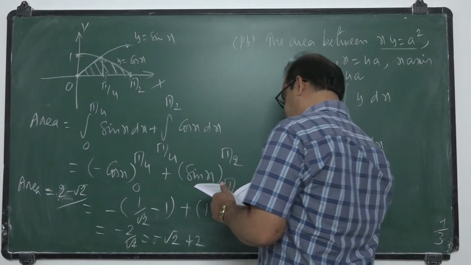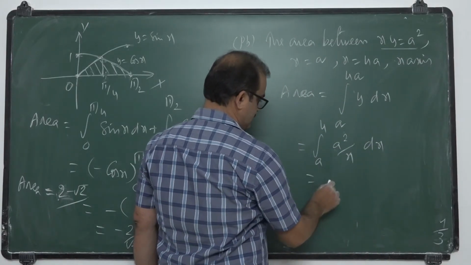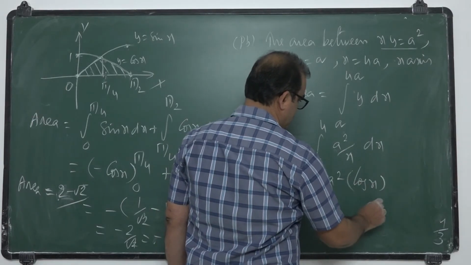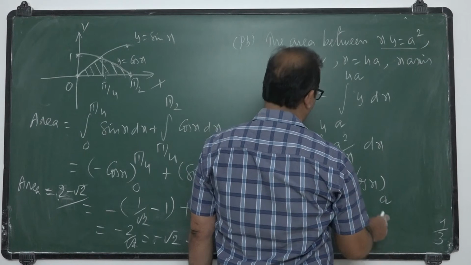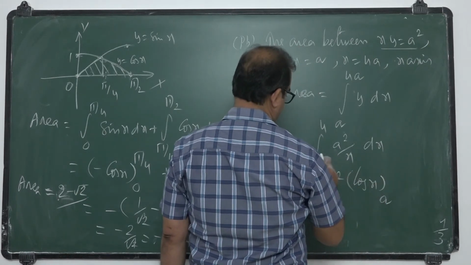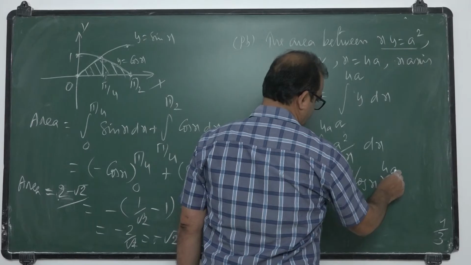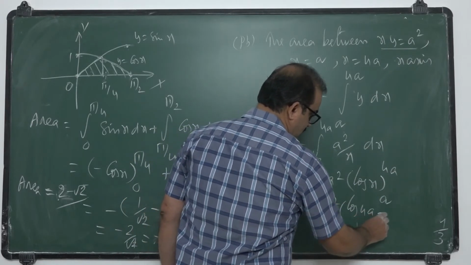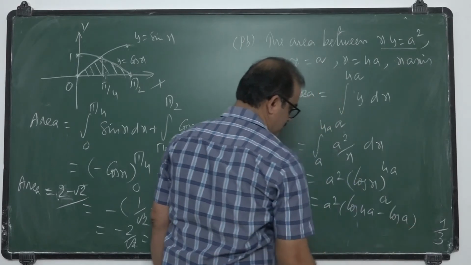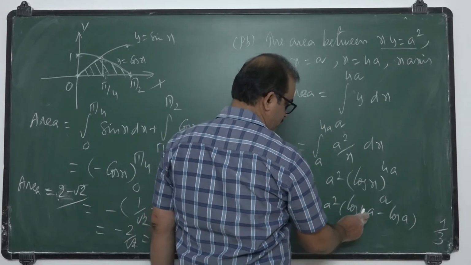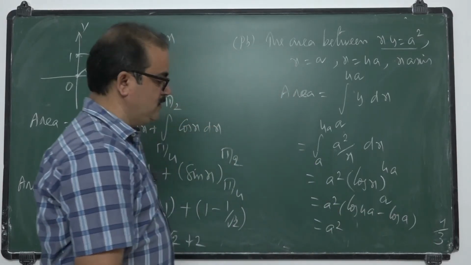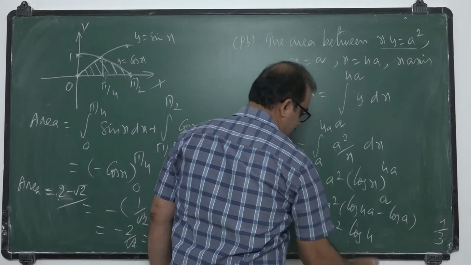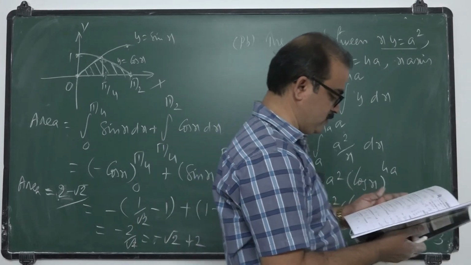Now integrate. a square is constant. Integral of 1 by x is log x, between the limits a to 4a. This is a square into, apply the upper limit log 4a, lower limit log a. It is in the form log m minus log n, that is log of m by n, log of 4a by a, that is 4. So a square into log 4.